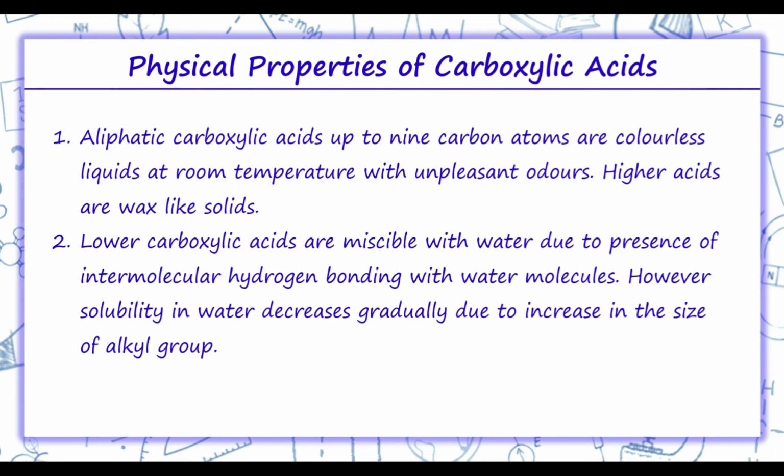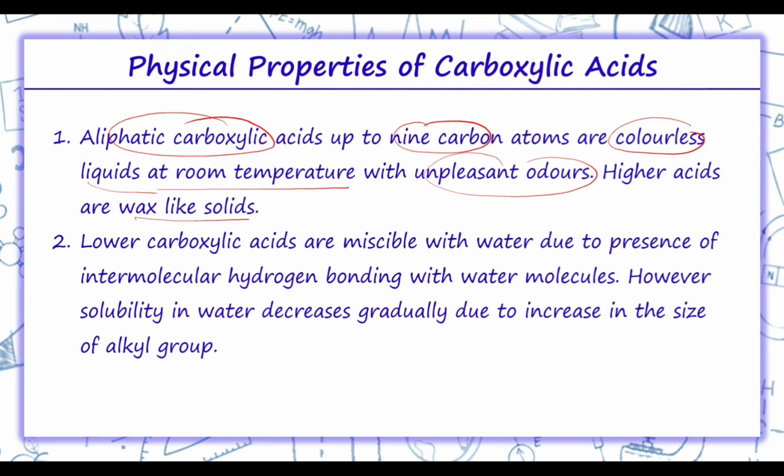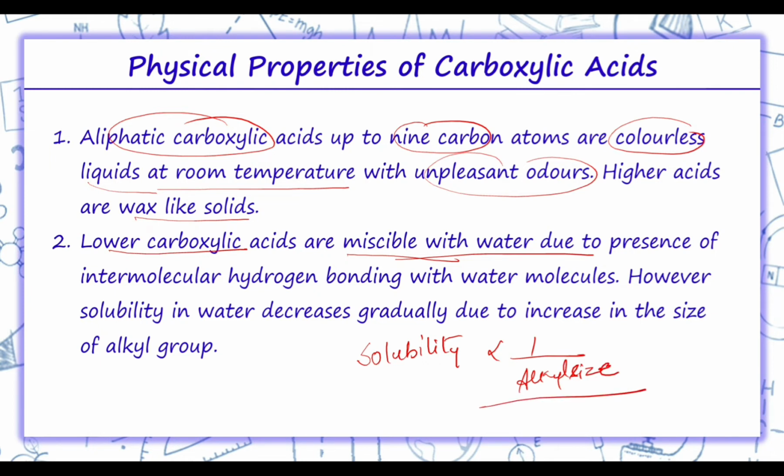So moving on to the physical property of carboxylic acids. Aliphatic carboxylic acids up to 9 carbon atoms are colorless liquids at room temperature with unpleasant odors. Higher acids are wax-like solids. Lower carboxylic acids are miscible with water. Thus, we say solubility is inversely proportional to alkyl group size. As the size of the alkyl group increases, solubility of carboxylic acid decreases.